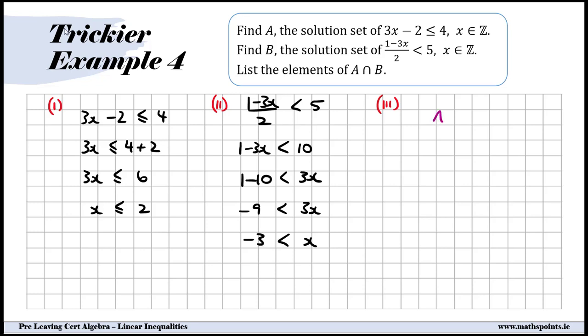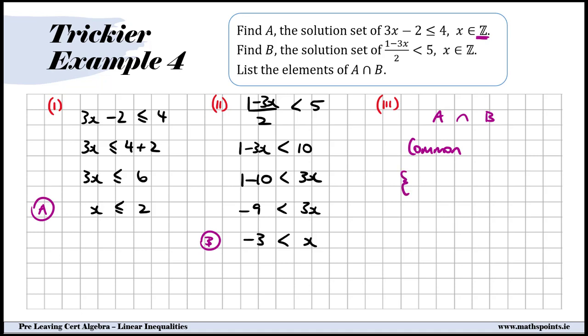So in finding what A intersection B is, A is the set of elements that are less than or equal to 2. All of the integers, all the positive and negative whole numbers less than or equal to 2. B is the set of integers, all the positive and negative whole numbers that are greater than minus 3. And we're looking for which of the numbers satisfy both of those sets or are included in both of those sets. So we're looking for elements that are in common in set A and set B.